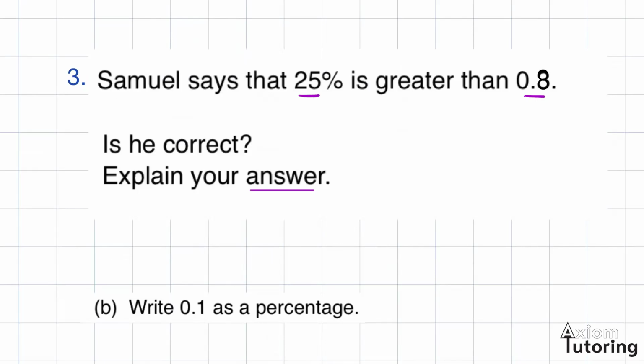So let's convert 25% to a decimal. That's 0.25. And we can see that 0.25 is less than 0.8.